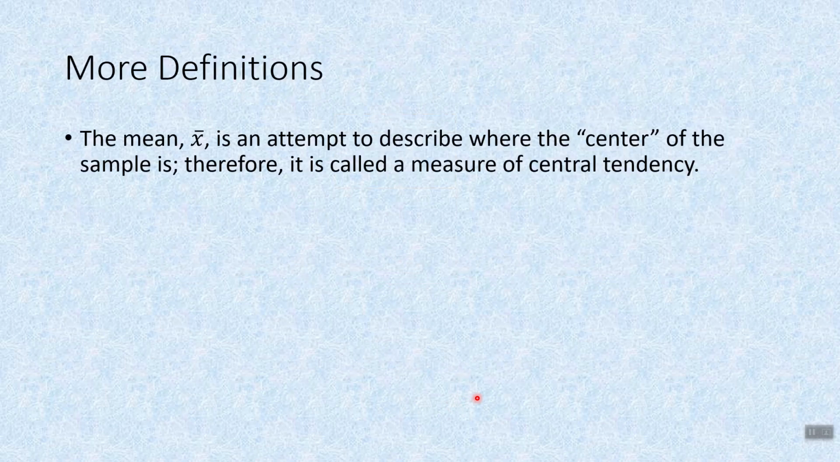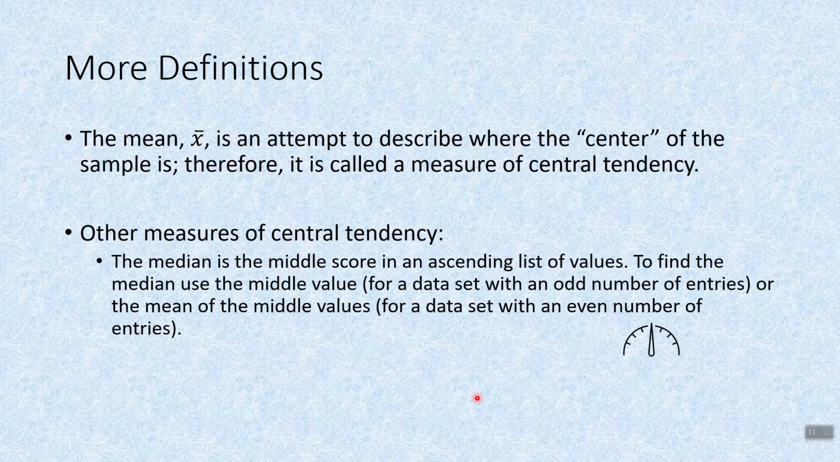All right. Well, let's talk about some more words here. The mean, x bar, is an attempt to describe where the center of the sample is. So it's called a measure of central tendency, hence the name of this video. Other measures of central tendency include the median. The median is the middle score in an ascending list of values. You could have descending instead. Just order your lists, either they increase or they all decrease, whatever you want. Find the middle value, literally the exact middle value. For a data set with an odd number of entries, it's just the middle one. It's the mean of the middle values for a data set with an even number of entries.